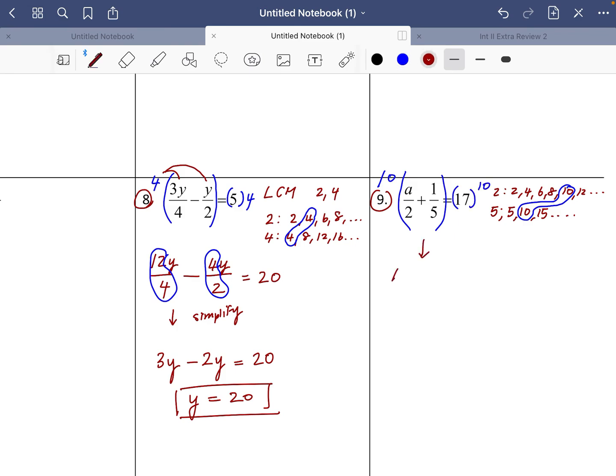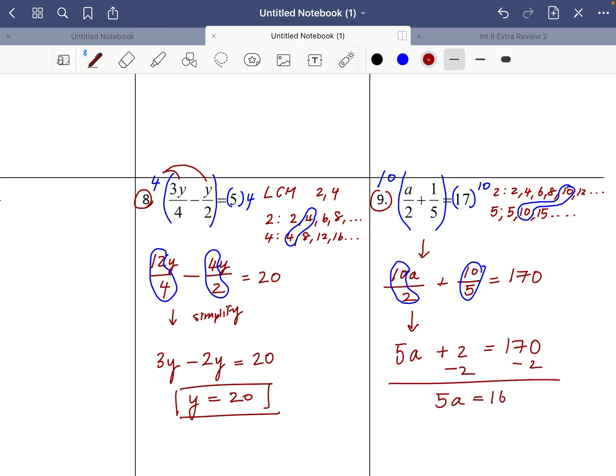So now I'm going to have 10a over 2 plus 10 over 5 equals 170. Simplify. 10 divided by 2 is 5, so this can be just 5a. 10 divided by 5 is 2, so this is just 2 equal to 170. Subtract 2 from both sides. And then I'm just going to divide by 5 on both sides, which gives me a is equal to 168 over 5, which you can leave as your final answer.